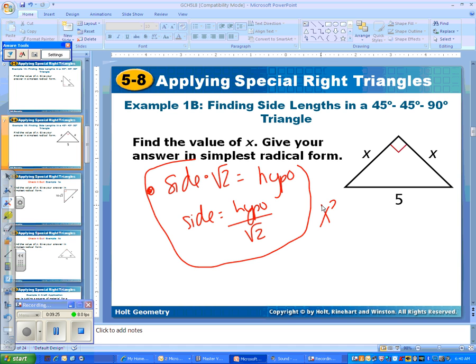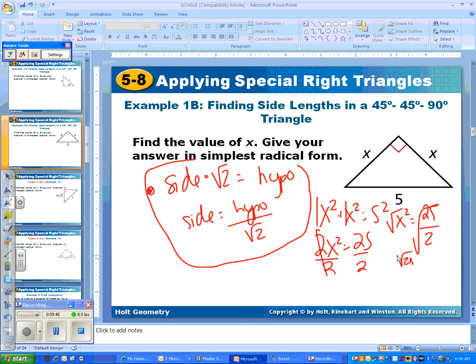So Pythagorean theorem: x squared plus x squared equals 5 squared. 1x squared plus 1x squared is 2x squared equals 25. Then you divide both sides by 2, keeping it as a fraction. Now you have x squared equals 25 over 2, and you have to square root both sides. So now you have radical 25 over radical 2. Radical 25 is 5. We have a radical on the bottom.